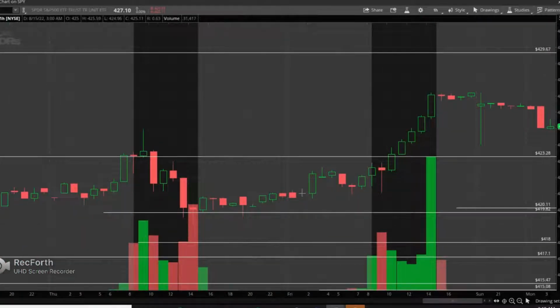Okay, and so if it didn't go up to this 429 and decides to come back down to 423, if it broke through that, I know that the next level of support is down here, so that would be a potential put option on SPY.